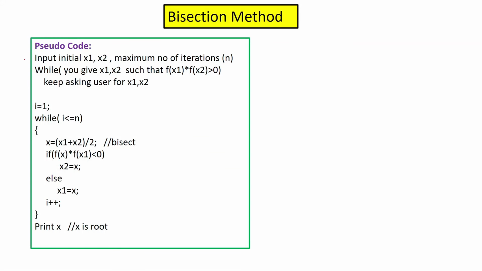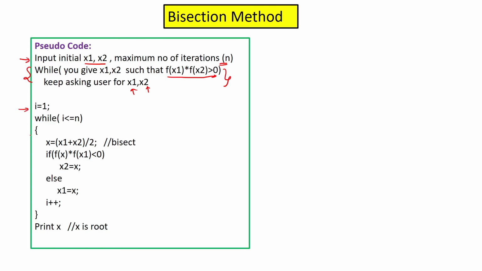So now let's understand this pseudocode. As I told you, you have to enter x1 and x2 and the value of n, that is the maximum number of iterations. And after that, in a loop, you can ask the user to please enter x1 and x2 until this condition is met. That means if you are getting the x1 and x2 multiplication as greater than 0, you have to ask again, please enter correct x1 and x2. So let's say you got some correct values of x1 and x2 from this part.